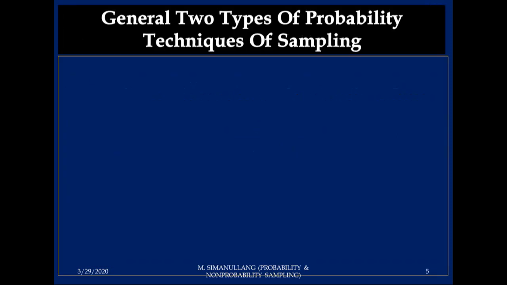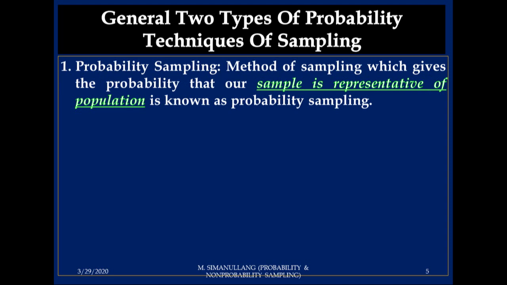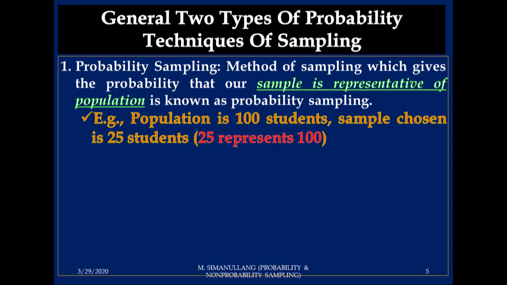There are two general types of probability techniques of sampling. The first one is the probability sampling method, which gives the probability that our sample is representative of the population. This is also known as probability sampling. Sample is representative of population means, for example, the number of population is 100 students, then the sample chosen by a researcher is 25 students. 25 represents 100. In other words, the sample represents the population. That is the meaning of sample is representative of population.